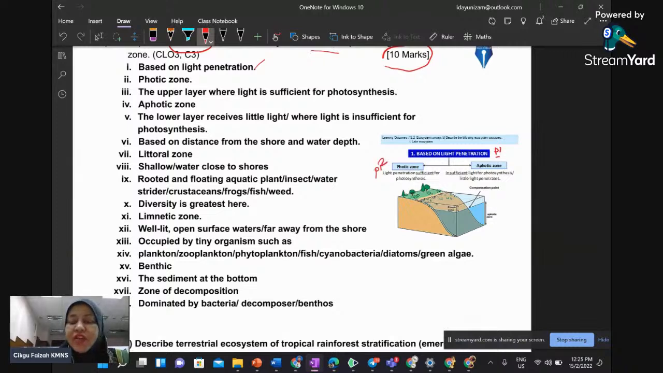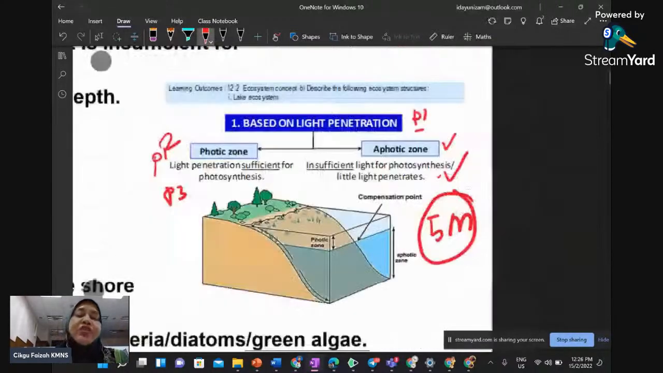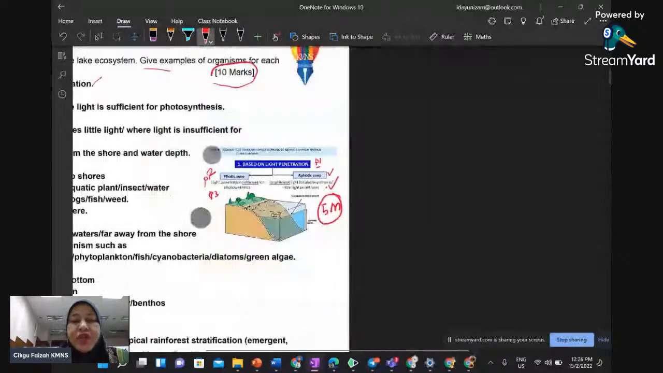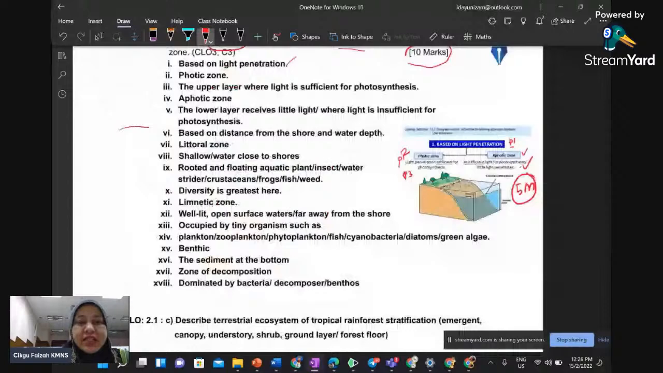Okay, kamu tengok based on the light penetration, so you have to describe the photic zone and also the aphotic zone. Jadi photic zone ini kamu akan dapat 2 markah, and aphotic zone you akan dapat another 2 marks. Okay, so untuk based on light penetration you dapat 5 markah, class. Cikgu besar kat sini, you get 5 marks in order for you to answer this question, refer to the light penetration and also the photic zone and aphotic zone. So that one is the first part. Okay, 5 marks kat sini, ini adalah untuk light penetration.